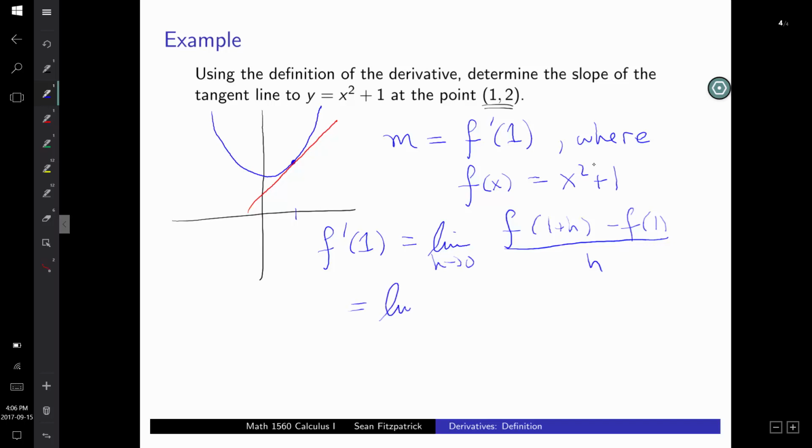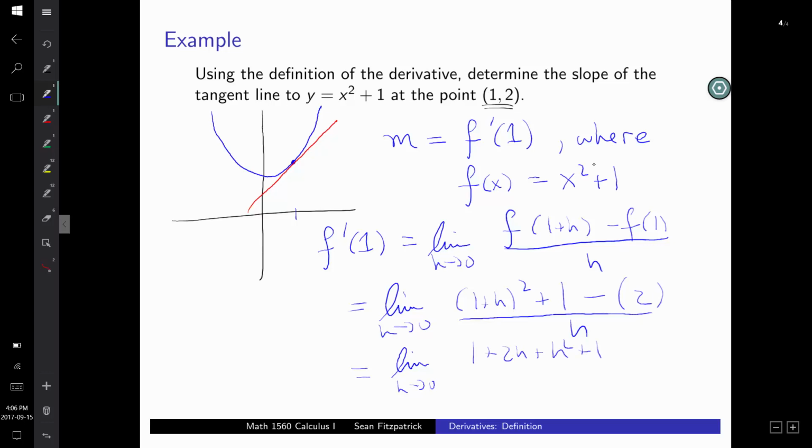So what do I get here? I get (1 plus h) squared, plug that in for the x squared, plus 1, minus, so what's f of 1? 1 squared plus 1, 2, over h. Okay, so the limit as h goes to 0 of, well, what do I have? I've got 1 plus 2h plus h squared plus 1 minus 2 over h. I'm running short on space here, so let's do some kind of meta canceling.